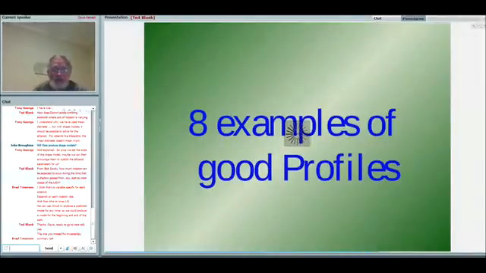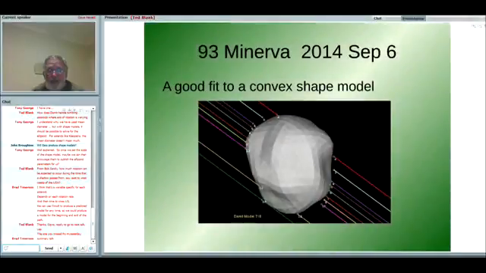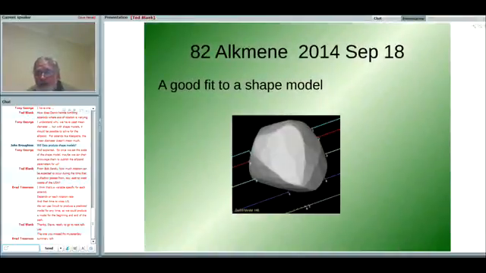And this is just a sample of 8 examples of good profiles fitted to shape models. 2014, September 6, good fit to a convex. I should say I put this presentation together a couple of months ago before I got involved with the proper shape model determination. So I've done no fitting by rotational adjustment in these slides. Next slide.